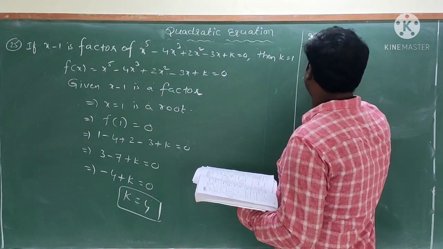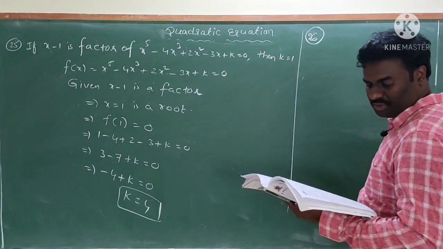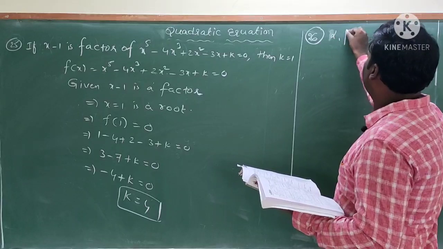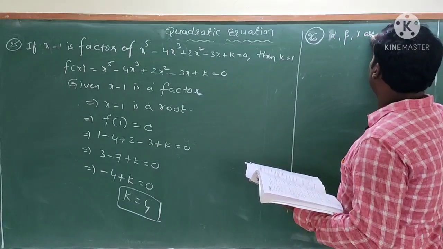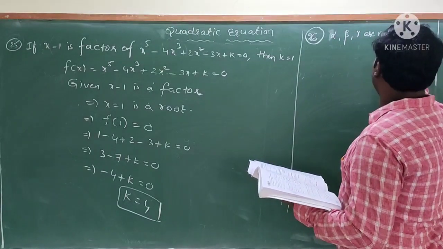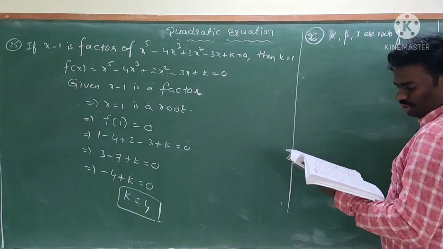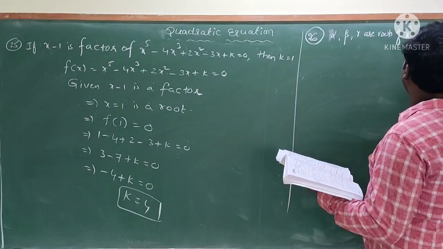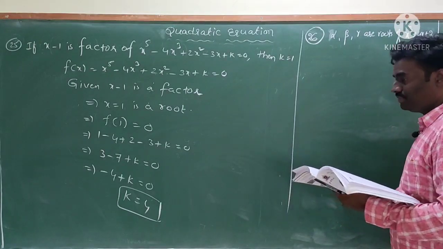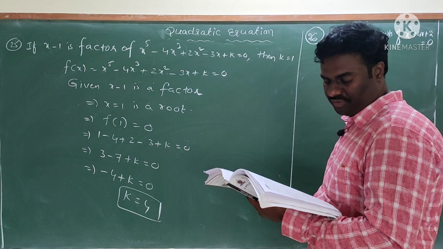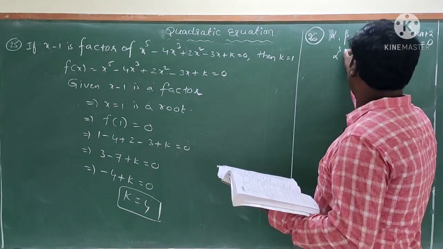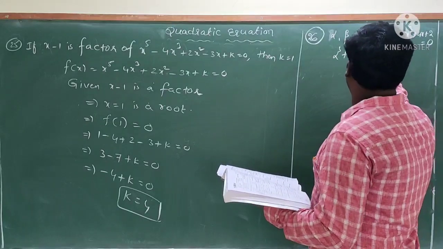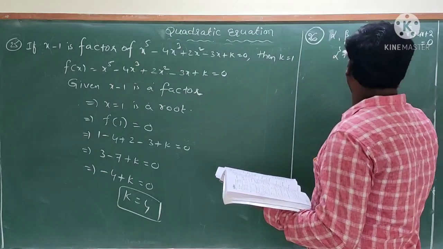Next, we will discuss question number 26. If alpha, beta, gamma are roots of the cubic equation x cube plus 4x plus 2 equals 0, then we need to find the value of alpha cube plus beta cube plus gamma cube. This value we need to find.